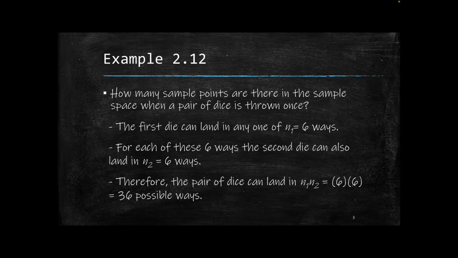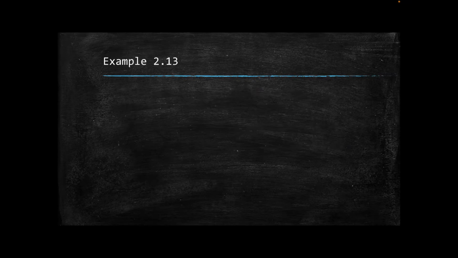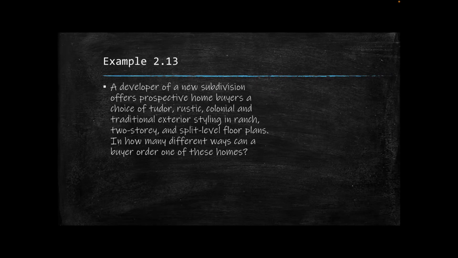And this is the fundamental counting principle. You just see how many choices in each category and you multiply them together. So we'll see another example here. A developer of a new subdivision offers prospective home buyers a choice of Tudor, rustic, colonial and traditional exterior styling in ranch, 2-story and split level floor plans. In how many different ways can a buyer order one of these homes?